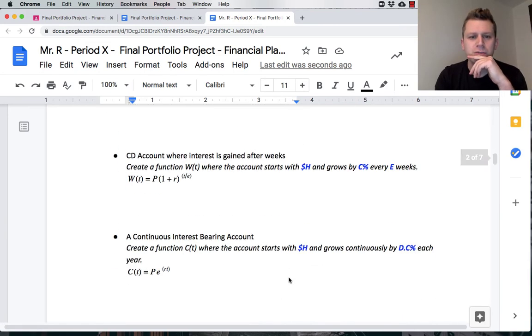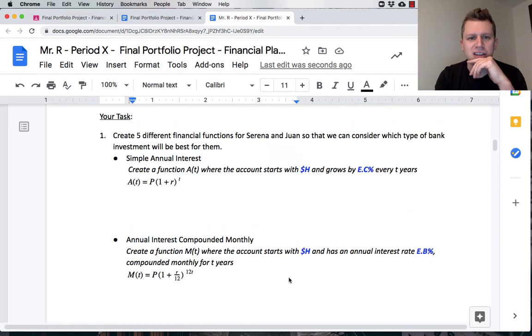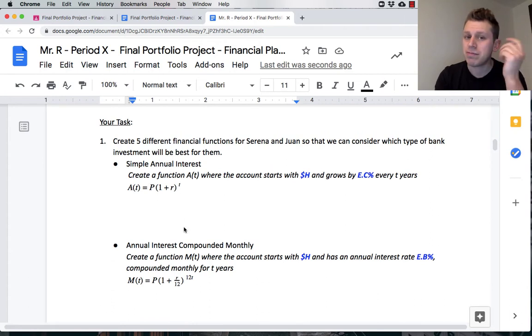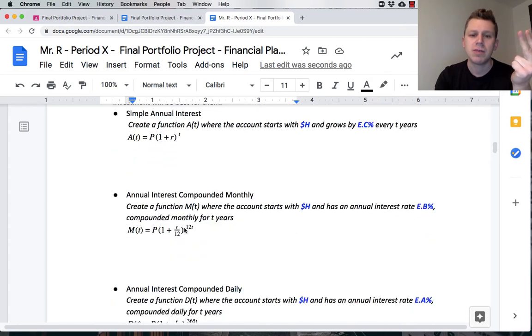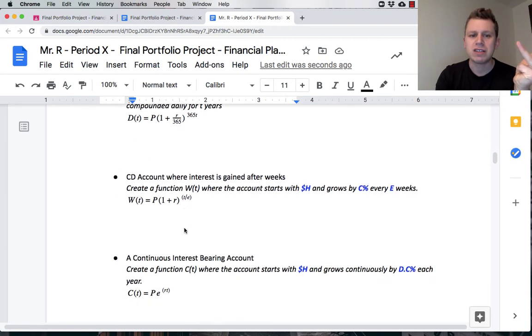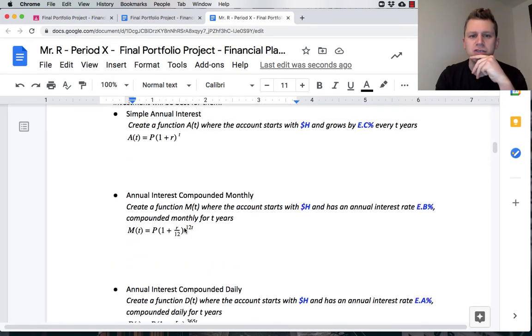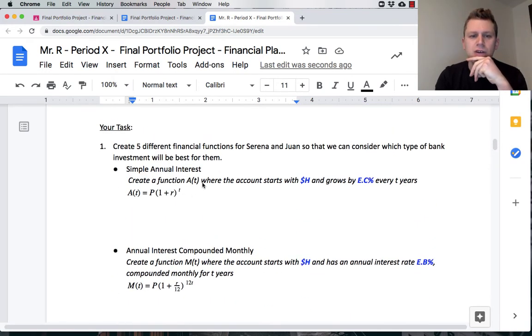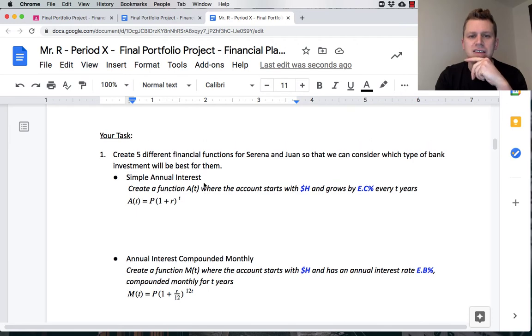In part 2, you're going to build the functions, and I was nice enough to go through here and write the general forms of the functions. Again, it's an annual interest, compounded monthly, compounded daily, an account where the interest is gained after E weeks, and finally that continuous interest-bearing account. So let's build the one for A of T, the simple annual interest.